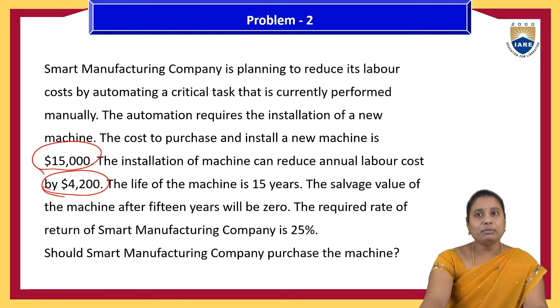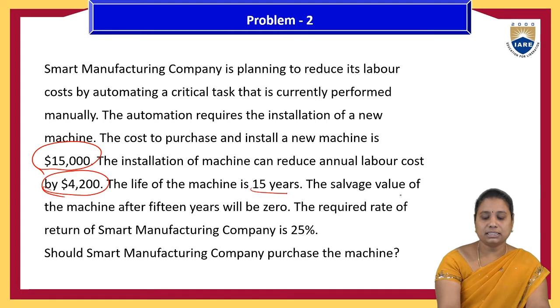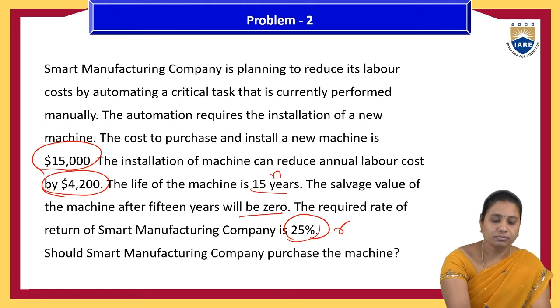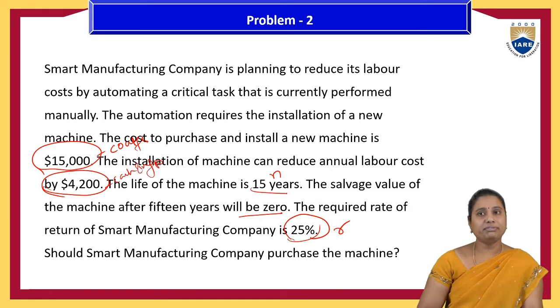And the life of the machine is 15 years, and the salvage value of the machine after 15 years will be 0. So 0 salvage value, and the required rate of return of the smart manufacturing company is 25%, which means it is its R value. This is the N value. This is the cash outflows. This is the cash inflows. And should the smart manufacturing company purchase the machinery, they're asking.